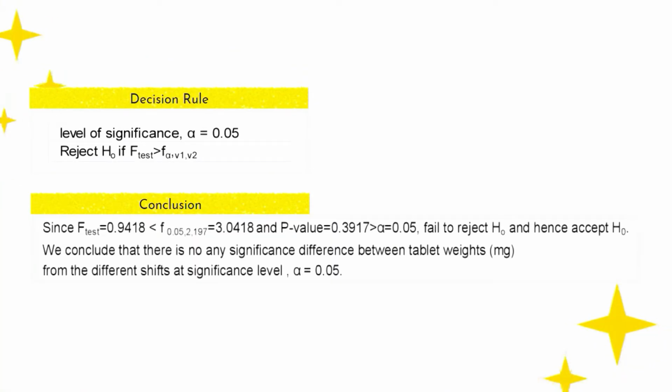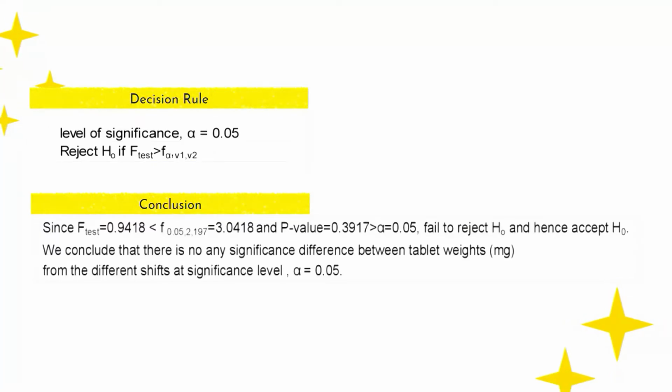So for the decision rule with significance level of 0.05, we will reject the null hypothesis if the F-test is larger than the critical value. In conclusion, since the F-test 0.9418 is smaller than the F-critical and the p-value is larger than alpha 0.05, we fail to reject H0 and we accept the null hypothesis.